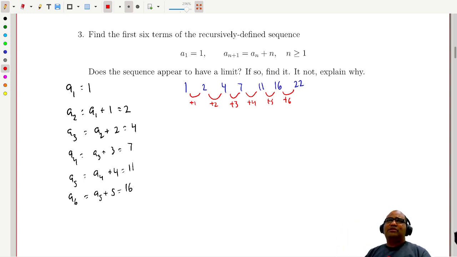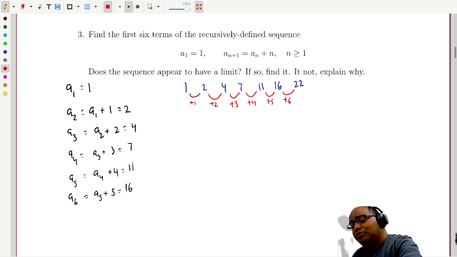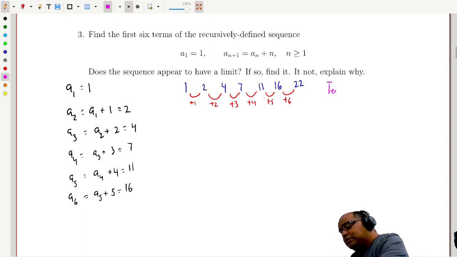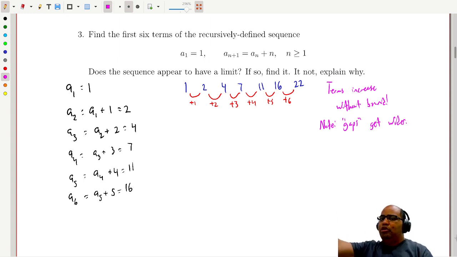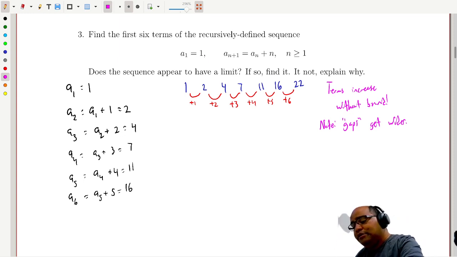But how does that help us with the limit? Well, notice that these terms get bigger and bigger. Let's make a note here, in this color. The terms increase without bound. We're going to take a note here that the gaps get wider. So is this going to settle on one number? No. If I were to find a closed rule for this and took the limit, well, the limit would be infinity.